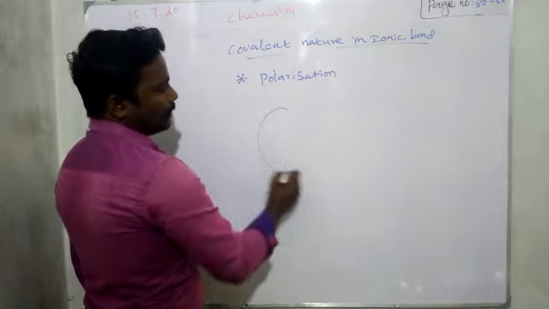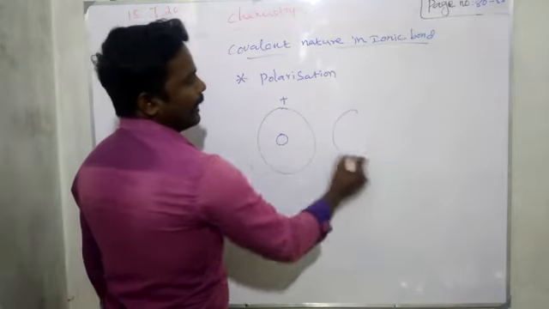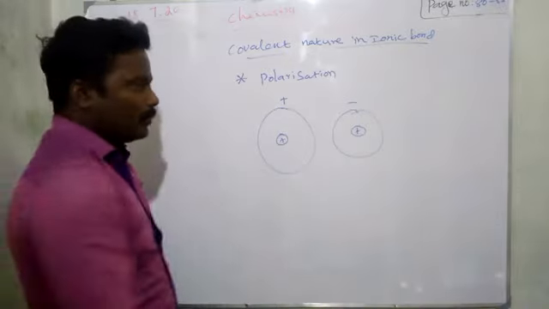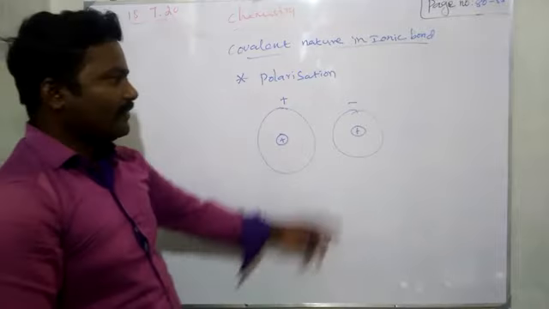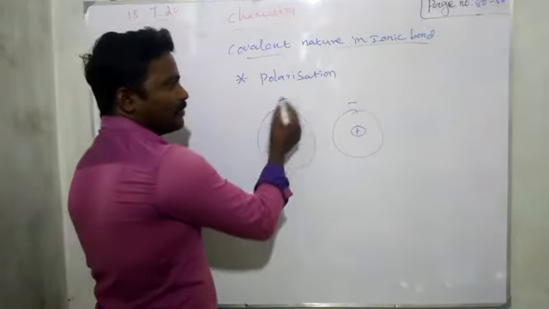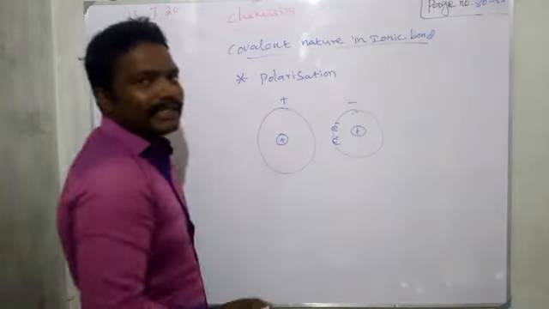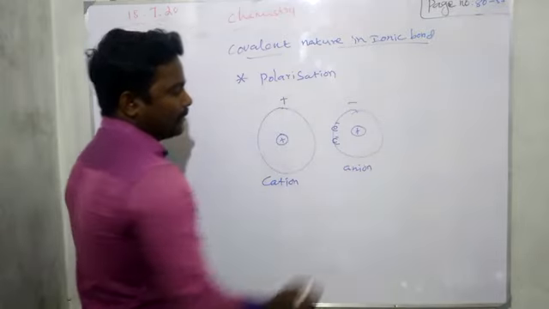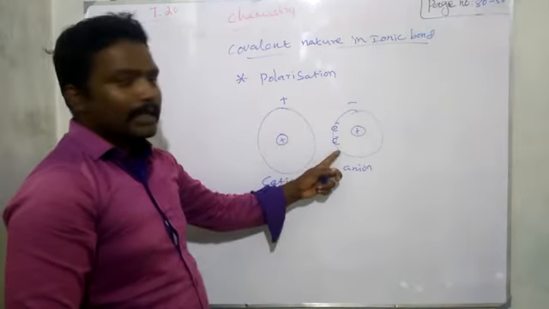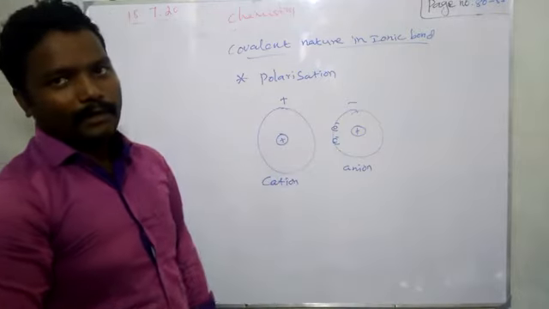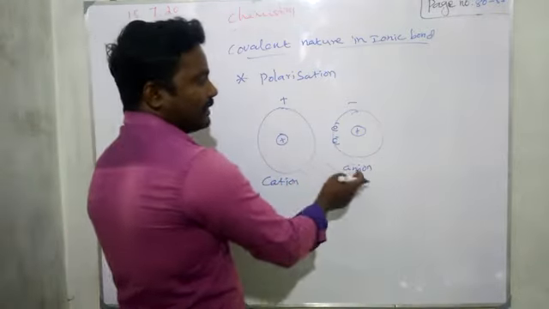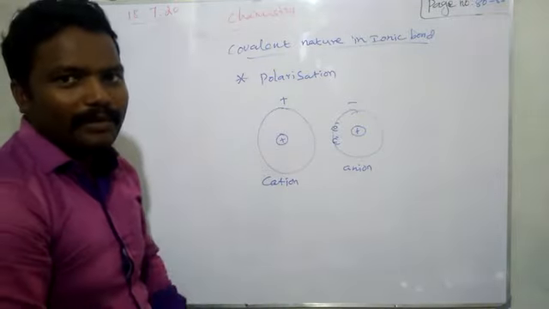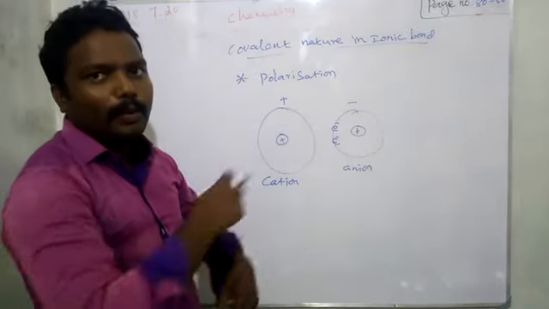If you take one cation and one anion, the cation overall has a positive charge and the anion has a negative charge. This positive charge will attract the electron cloud in the anion. So because of that attraction, the anion's electron cloud will move towards the cation. Because of that movement, the shape of the anion becomes oval.